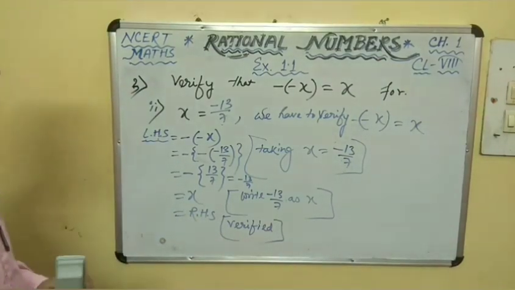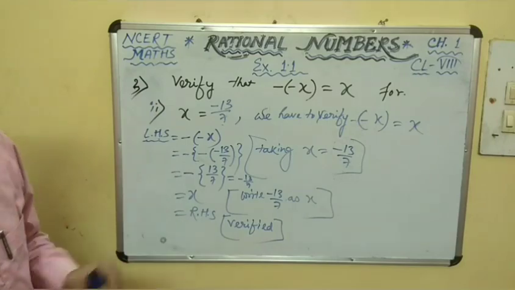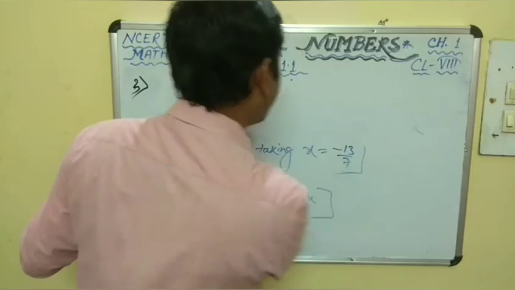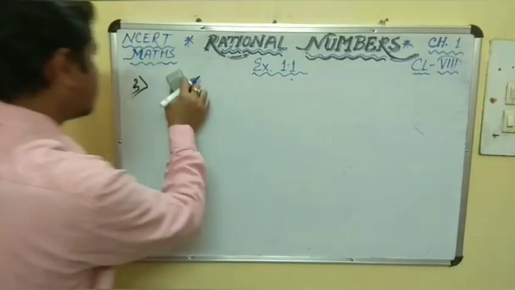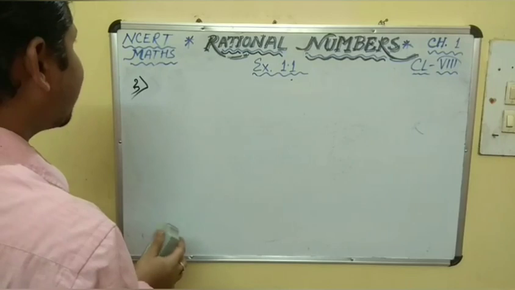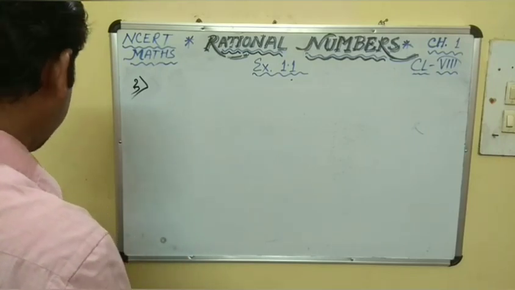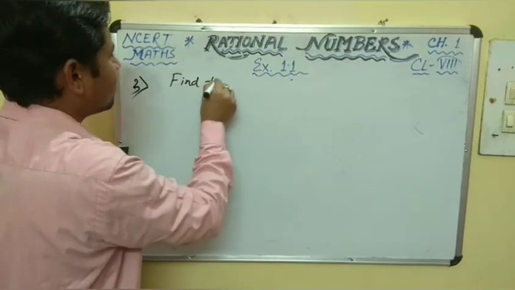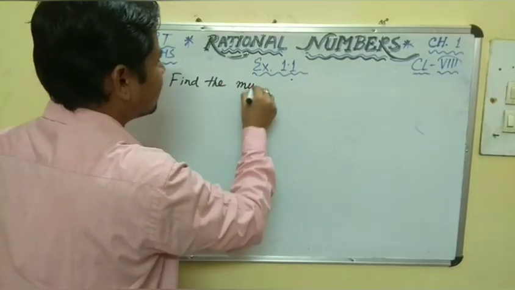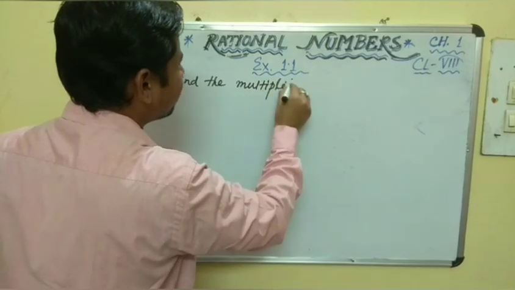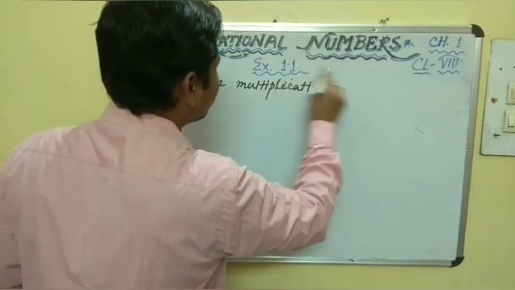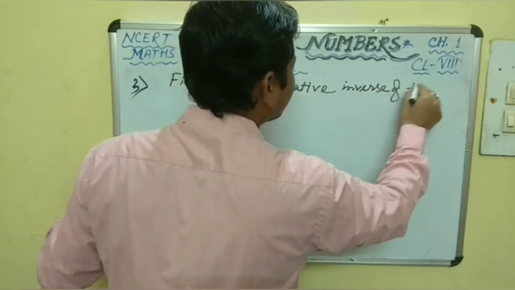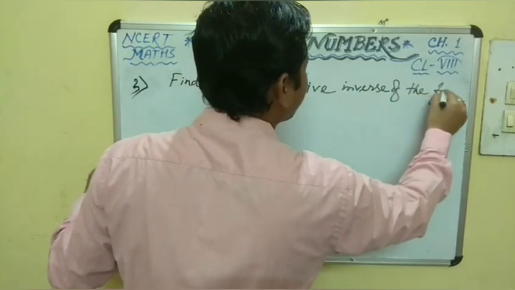Now we are going to question number 4. Find the multiplicative inverse of the following. I am cleaning this. So the question is saying: find the multiplicative inverse of the following.